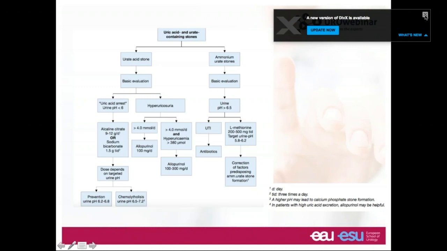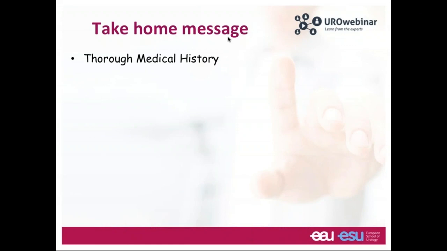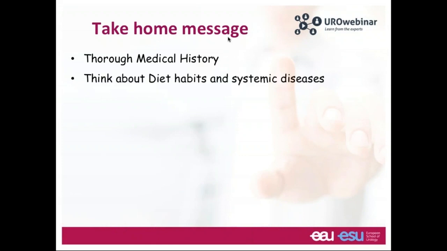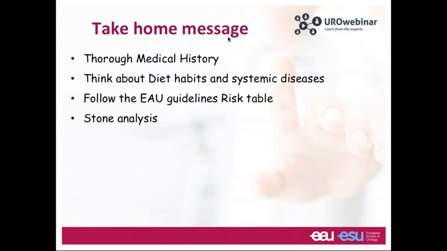So the take-home messages, and after that we will be able to discuss and answer 2 questions. First of all, when you evaluate your patients, you need to take a thorough medical history. You have to think about diet habits and systemic diseases. I think it's very important to follow the EAU guidelines risk table. If the patient is very young, or has anatomic or genetic problems, then they are prone to stone recurrence. In almost every patient you have to analyze the stone, and I think this is very important because it really guides the treatment, as I said.